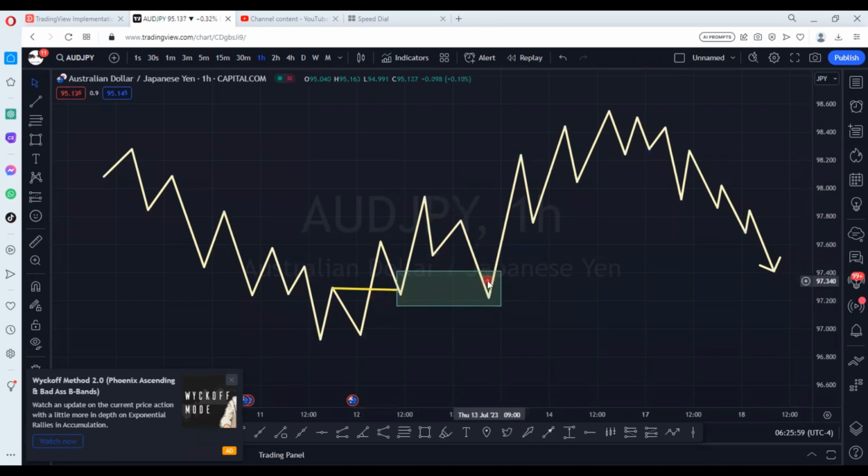So many people always ask, where can I get out of the market? Where should I place my stop loss? Where can I take my profit? Your stop loss should be below the low, this low right here. Stop loss should be below this low.